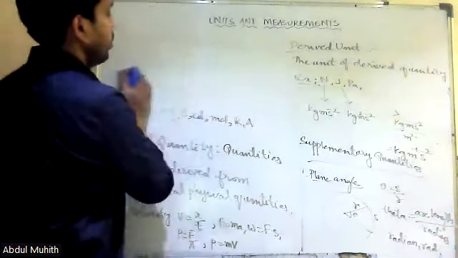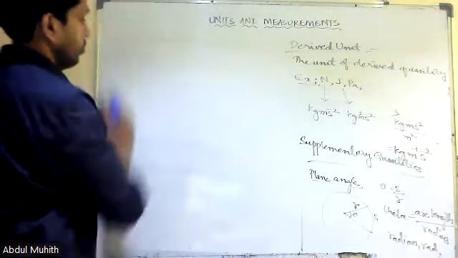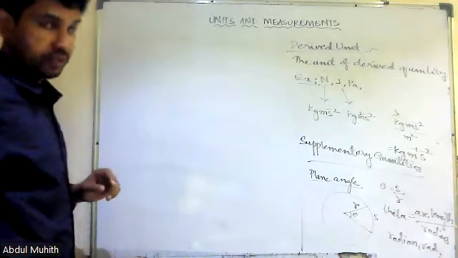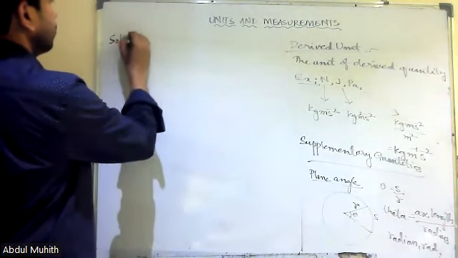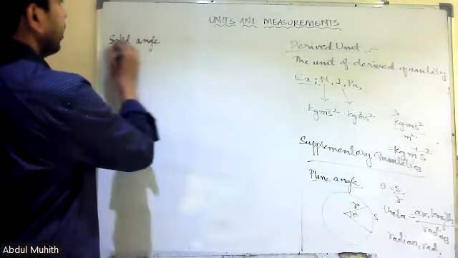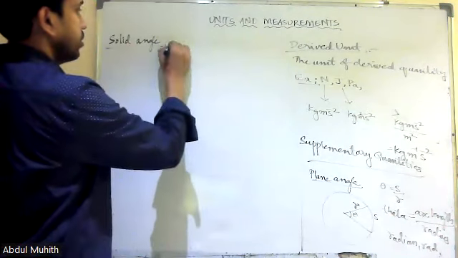So now the next one is solid angle. Okay. Next one is solid angle. In solid angle, we write what is that? Solid angle is d omega, right?